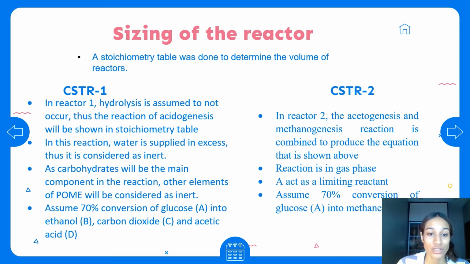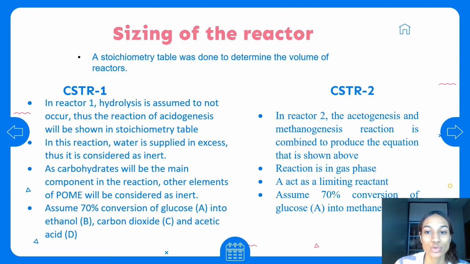In this reaction, water is supplied in excess, thus it is considered as inert. As carbohydrate will be the main component in the reaction, other elements of the feed will be considered as inert. Assume 70% conversion of glucose into ethanol, carbon dioxide and acetic acid.